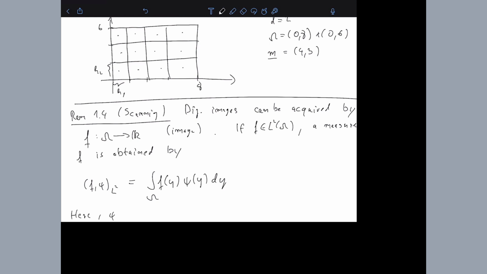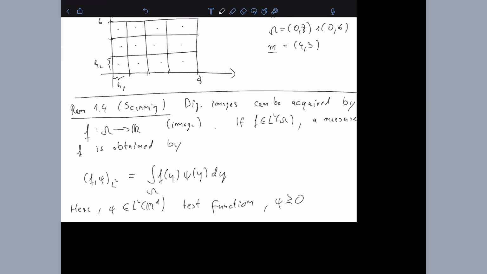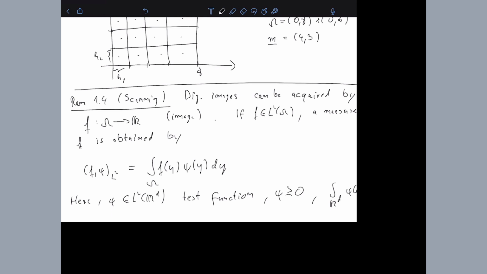So this psi also needs to be square integrable. It's defined everywhere, not only on omega. And this is the so-called test function. It has 2 properties. It is non-negative, and it integrates to 1. So mass 1 and non-negative.